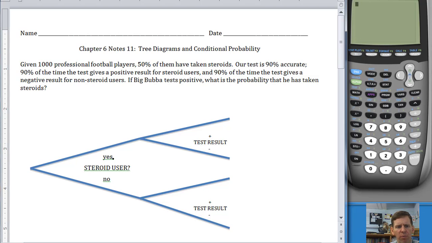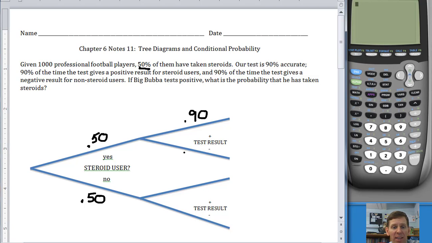So let's get after, first of all, whether or not the person is a steroid user. And it says, based on our study here, 50% of the 1,000 professional football players have taken steroids. So this 50% is going here under steroid users. And since these are complementary events, we can assume that 50% are obviously not steroid users. Our test is 90% accurate. 90% of the time, the test gives a positive result for steroid users. So if you are a steroid user, 90% of the time, the test will say the results are positive.